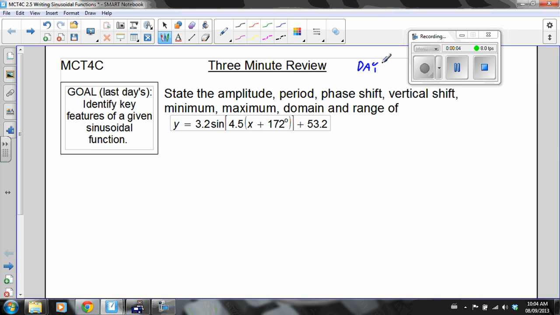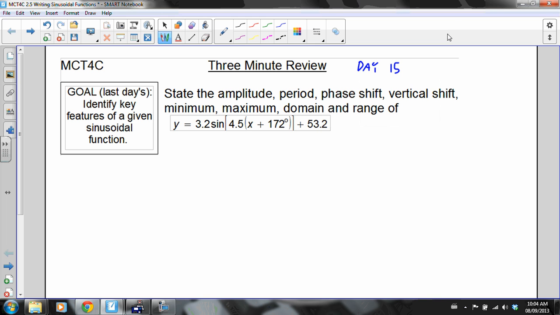All right, this is MCT4C, day 15. We're going to be doing lesson 2.5, which is writing sinusoidal functions. I kind of think of this as the Jeopardy day where we're given the answer, which is bits and pieces of information about a trig function, and we have to come up with the equation.